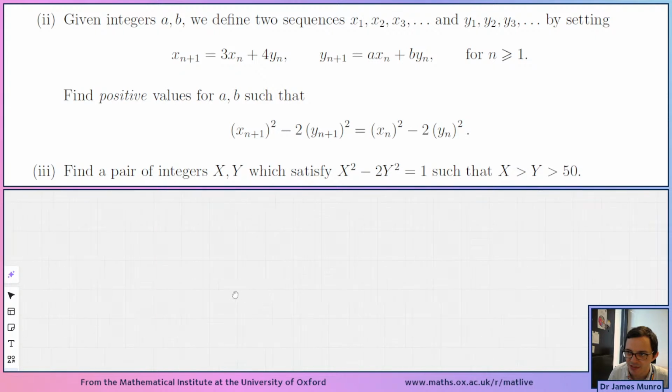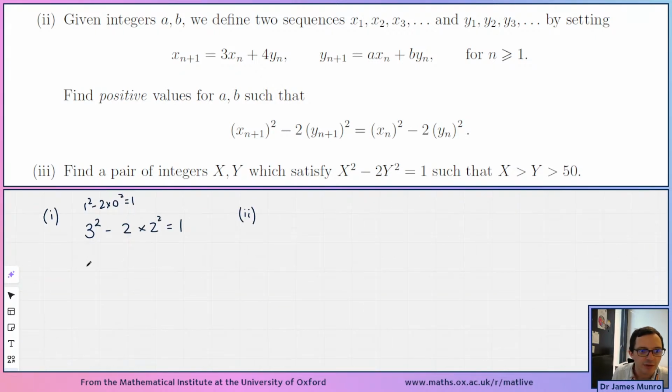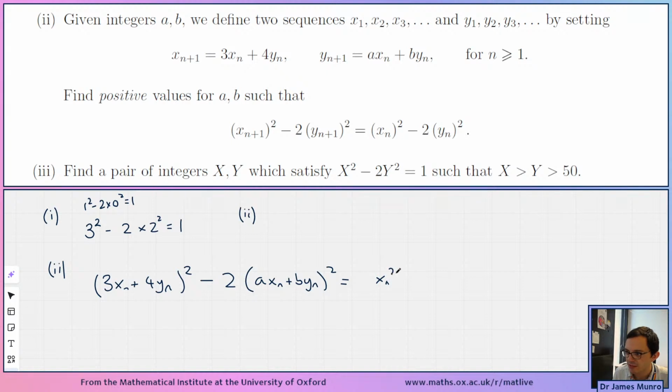Part 2, I always go down the page, don't I? So part 2, we're asked to find positive values for A and B that make this work. So this is kind of some magic guess such that, and there's weird expressions to say that 3xn plus 4yn, I'm already substituting, I'm that keen to substitute, minus twice, and I don't know what A or B is yet. But I do know that it's supposed to be, for some reason, xn squared minus 2yn squared.